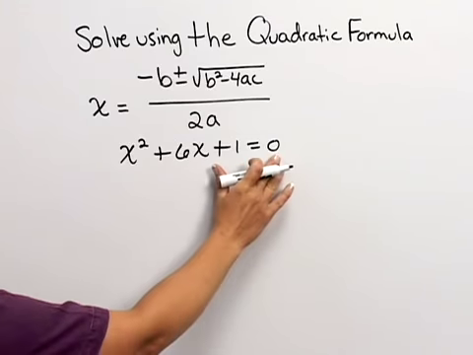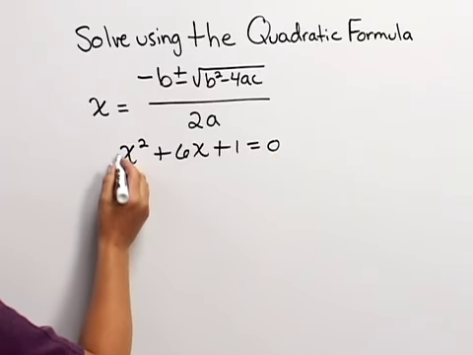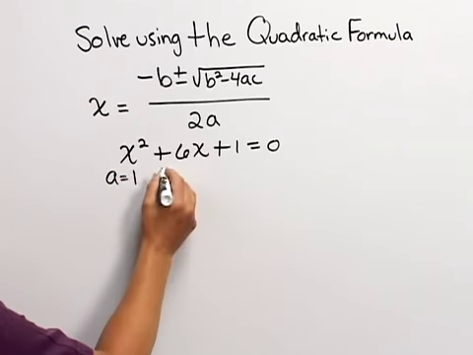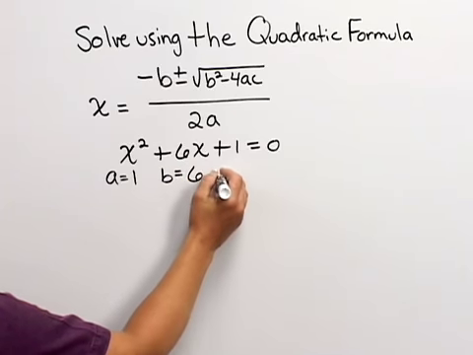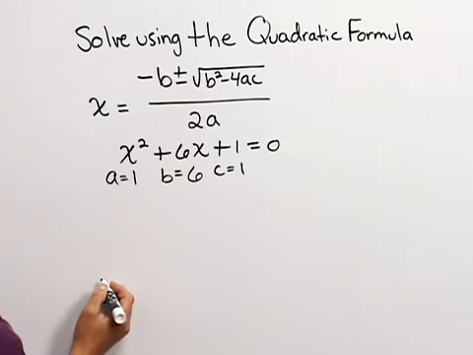You first need to have 0 on one side, which we do have, and then you can read the coefficients. The coefficient of the x squared term is 1, so a is 1. The coefficient of the x term is 6, so b is 6. And our constant is 1, so c is 1.